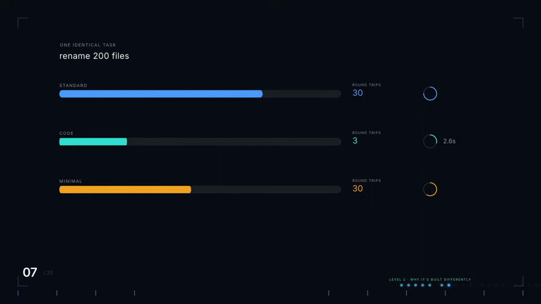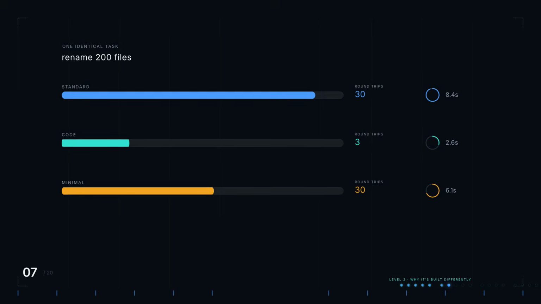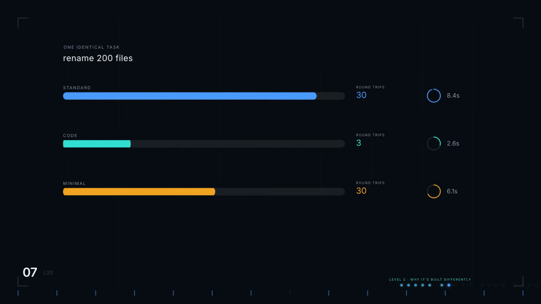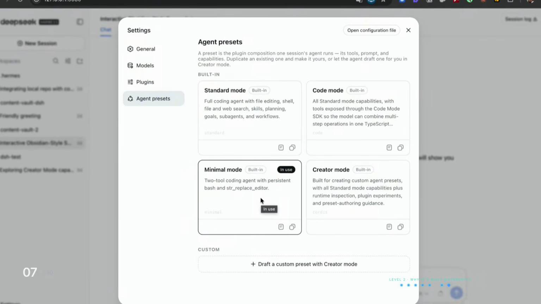Minimal for cheap, repeatable work. Code mode when the task is 30 steps and you don't want to pay for 30 round trips. So the same tool, 3 costs. Pick the cheapest one that finishes the job.